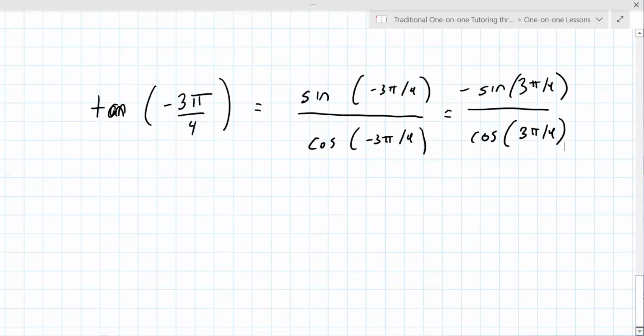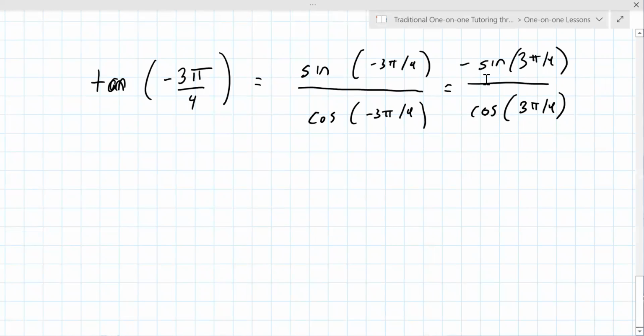If you look, do you have that unit circle up? Okay, can you tell me the sine of 3 pi over 4? It would be square root of 2 over 2. That's right. So it'd be negative square root of 2 over 2. And then the cosine of 3 pi over 4 is negative square root of 2 over 2. Since they're the same, this becomes 1.